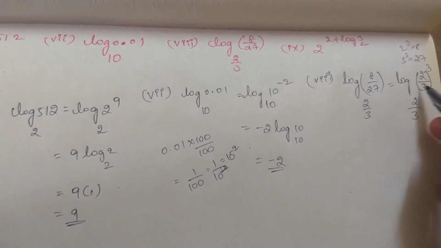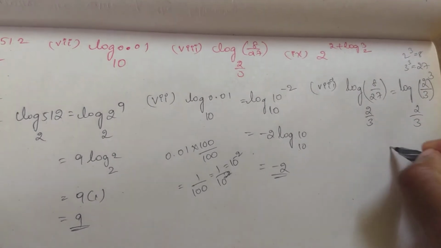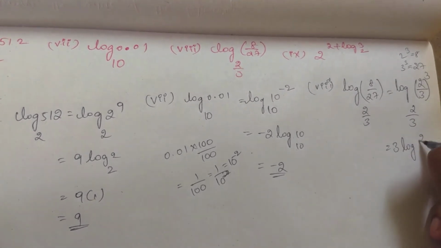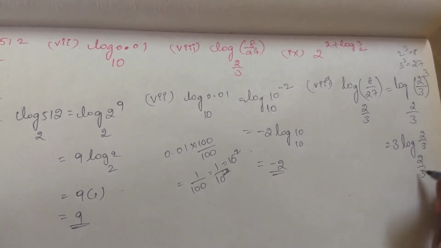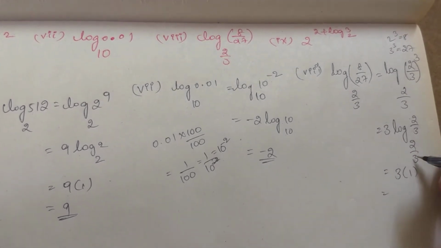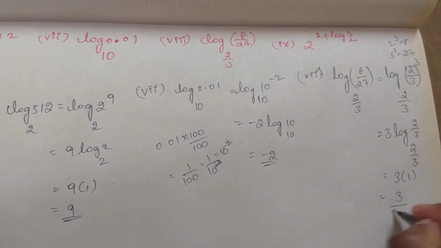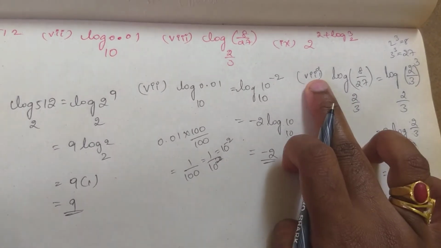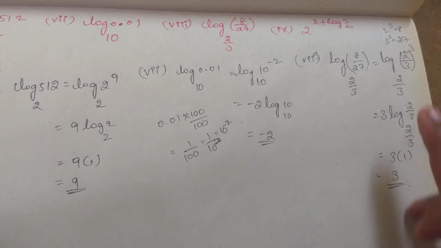So this is in the form of log a power n. We can write it as n log a. 3 log 2 by 3 base 2 by 3. The answer will be 3 into 1, because log 2 by 3 base 2 by 3, it will be 1. So the answer is 3. For sub question 8, the answer is 3. Moving on to sub question 9.